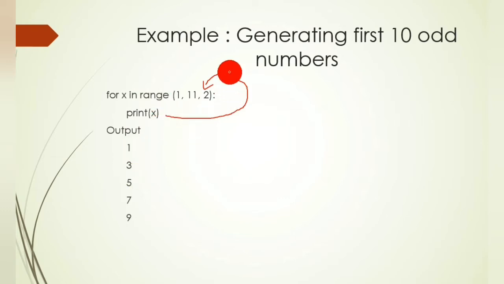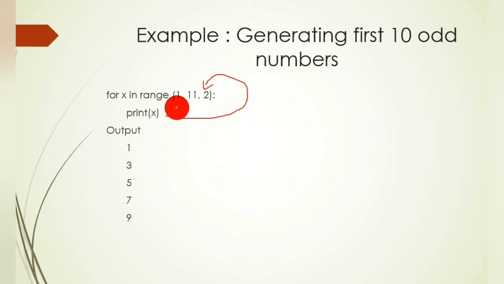Again the loop is repeated. Now the value of x is 3 and then increment by 2. So 3 plus 2, what do we get? 5. So 5 will be printed, okay. Print x means the value of x is 5.